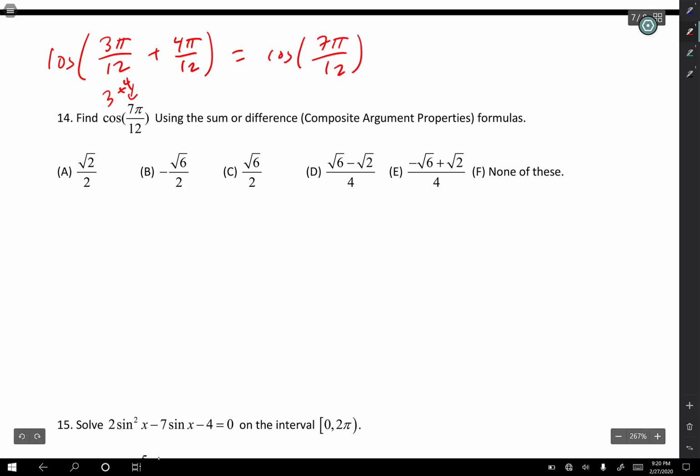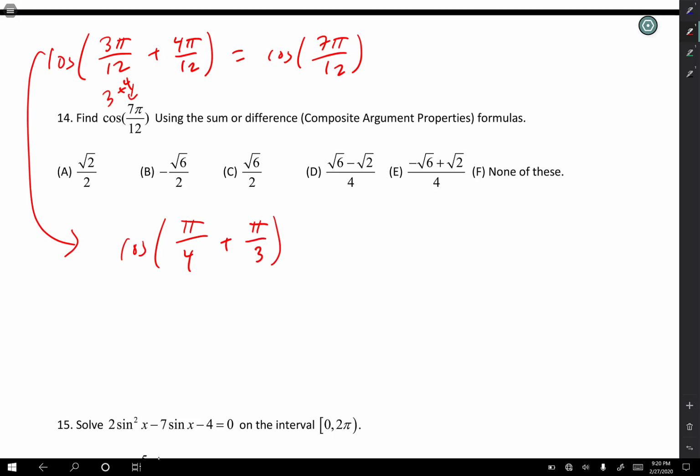Now, the 3 goes into 12 4 times. So I'm going to rewrite this. Here we go. I'm going to say cosine pi over 4 plus, and then 4 goes into 12 3 times, pi over 3. I'm hoping that that's making sense to you guys. So now I'm just going to go ahead and plug it in.